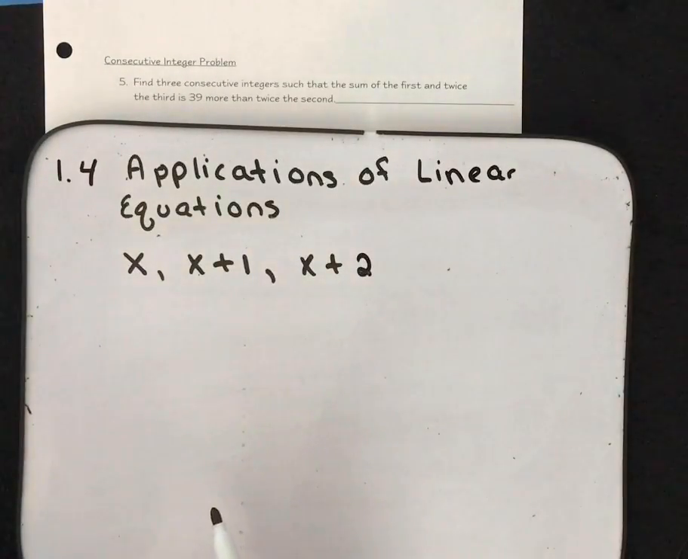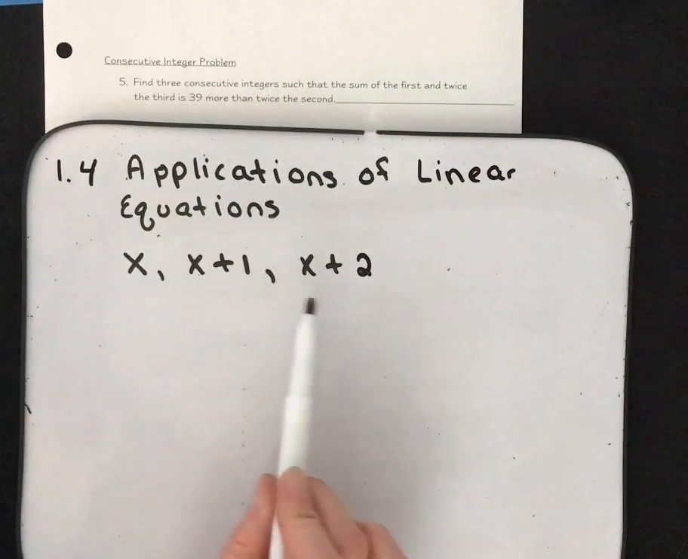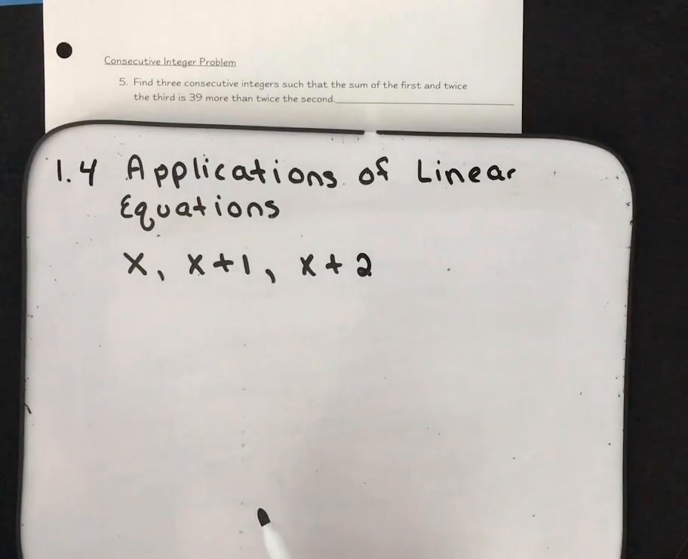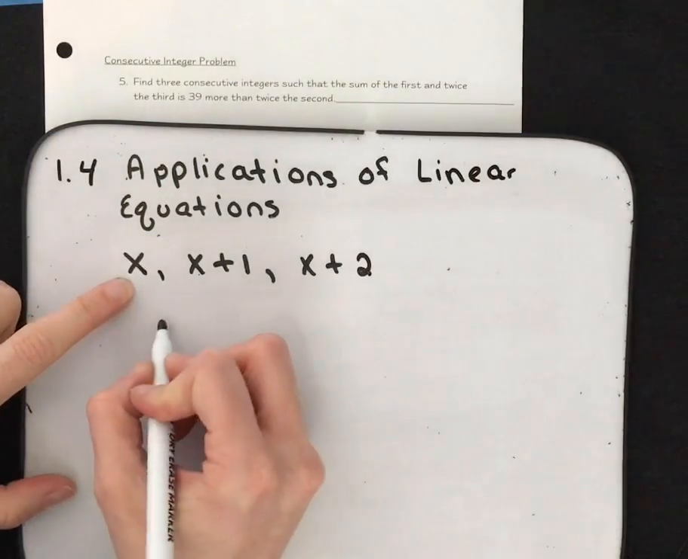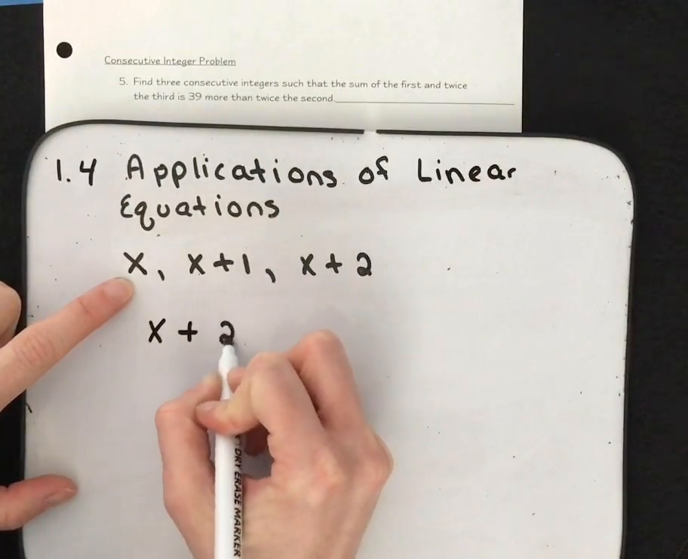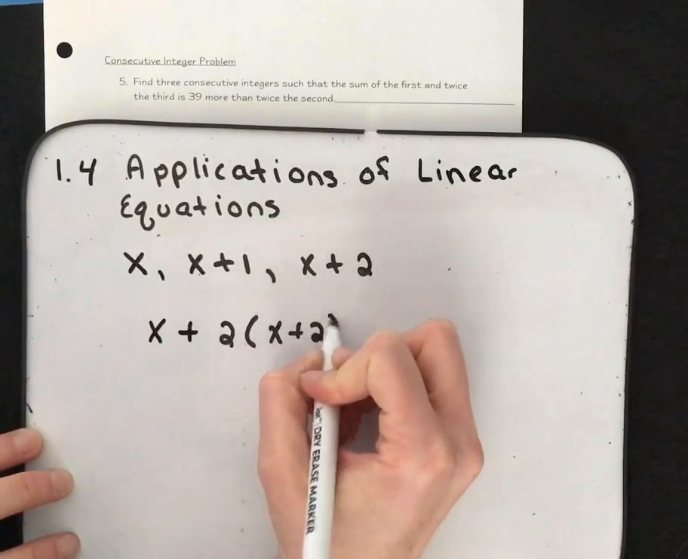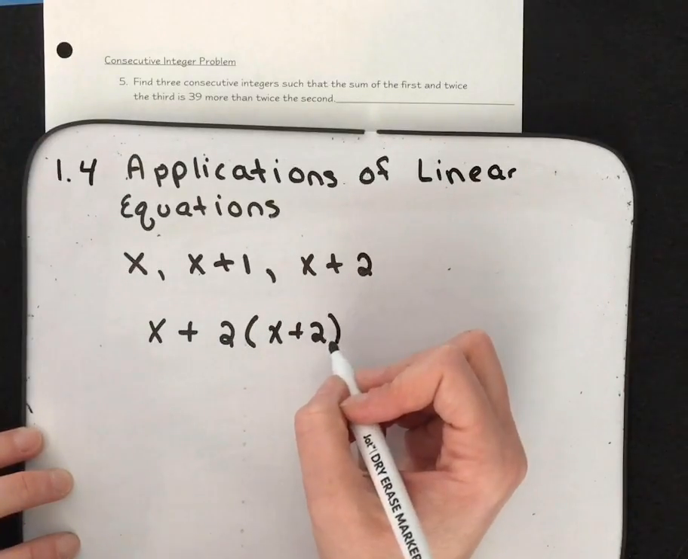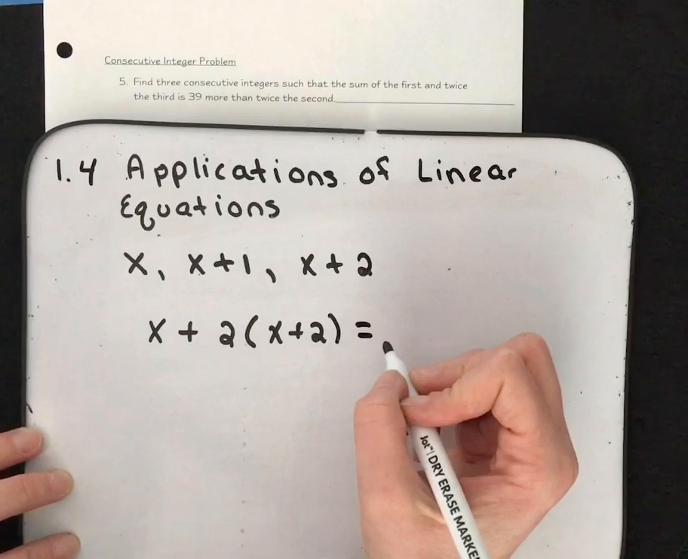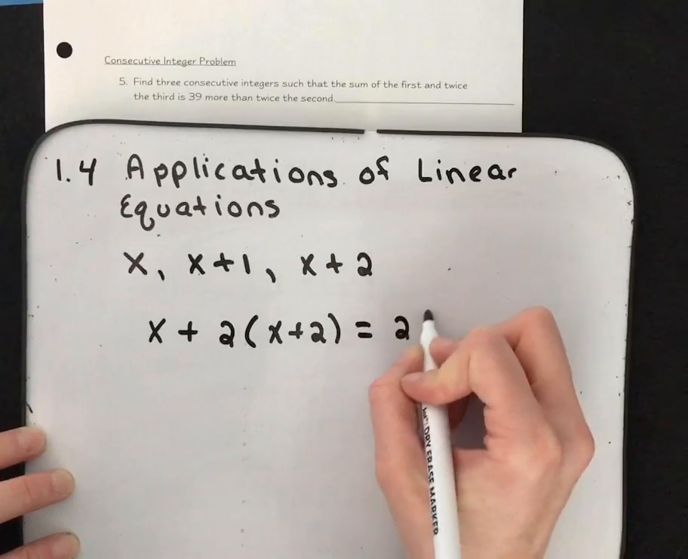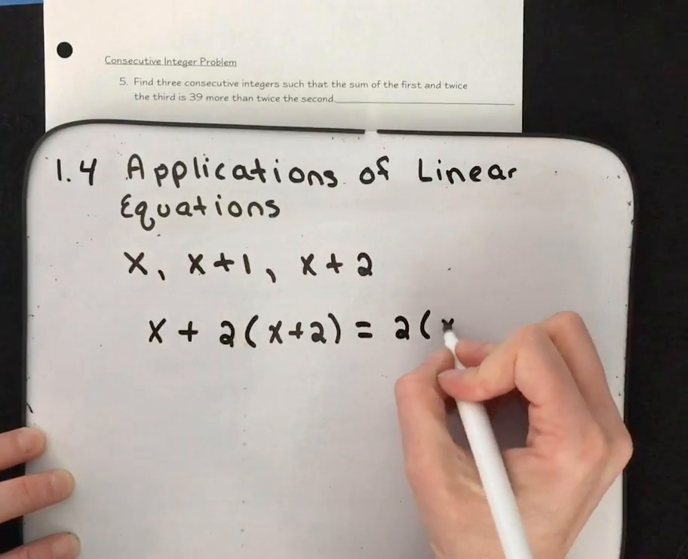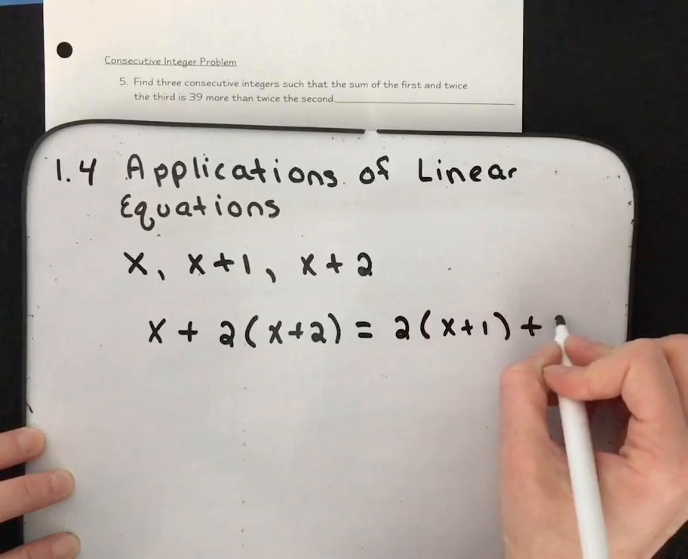Let's read this through again and see if we can figure out each piece. Find 3 consecutive integers. Okay, so we have x, x plus 1, x plus 2, such that the sum of the first and twice the third. Well, here's our first. We need the sum of the first and twice the third. This is our third. Is, so there's our equals, 39 more than twice the second. So we have twice the second, and we need 39 more than.